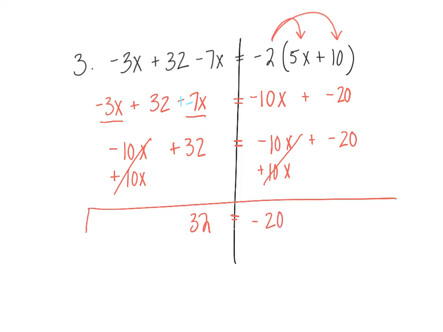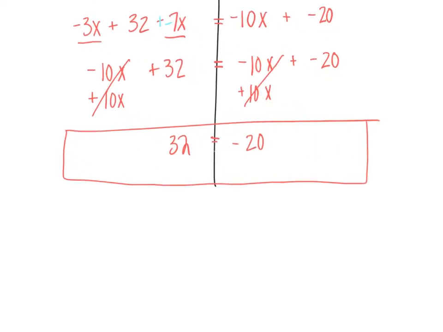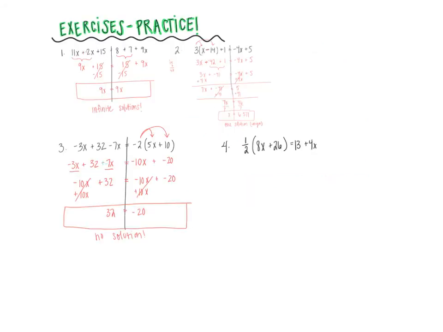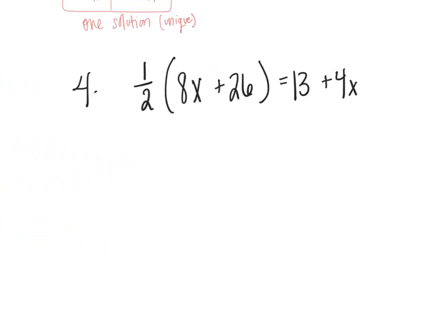Now this is as small as I can get it, so this is my answer. And what does this tell me about the solutions to this equation? Well, this tells me that there is no solution because 32 is never going to equal negative 20. Okay? All right, moving on to the last exercise I'm going to do here.